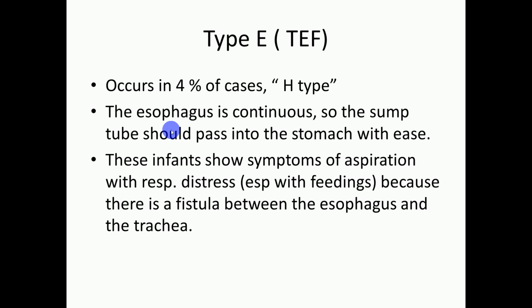Type E is the TEF, and it's 4% of the cases, and it looks almost like an H, so it's called the H type. So look for it to look like an H, type E. The esophagus is continuous, so the saline sump would drop into the stomach with ease, and these infants show symptoms of aspiration with respiratory distress, especially during feedings, because there's a fistula between the esophagus and the trachea, so it just drops down into the trachea on its way down.